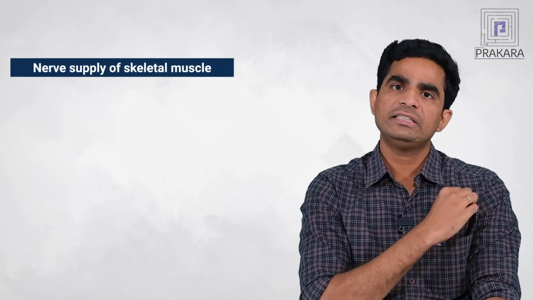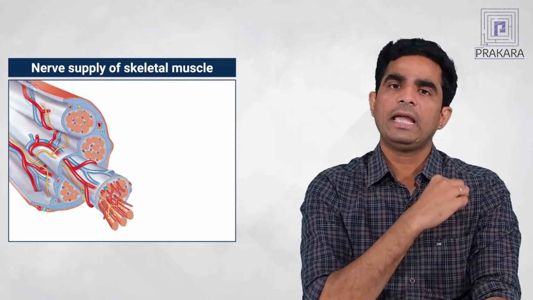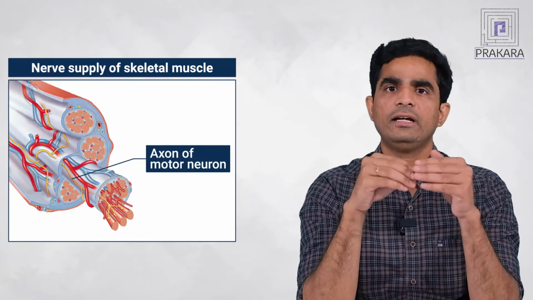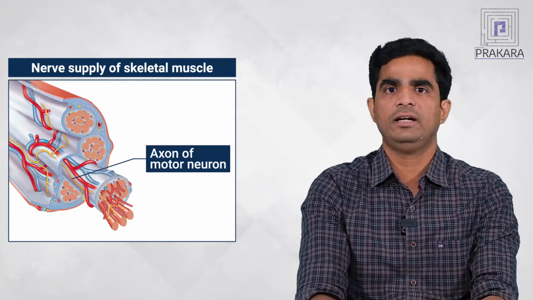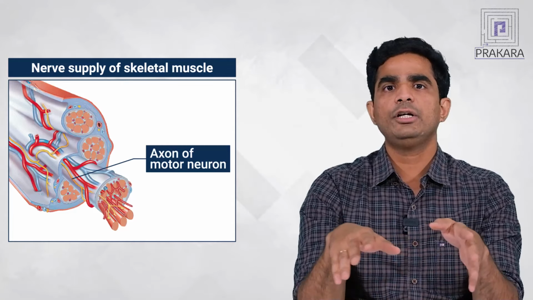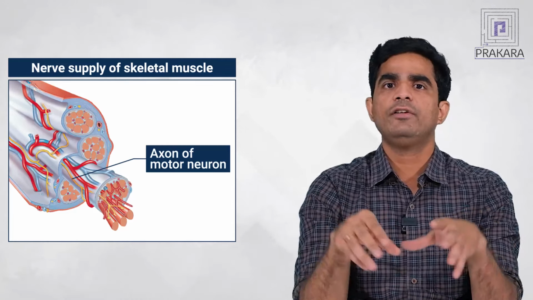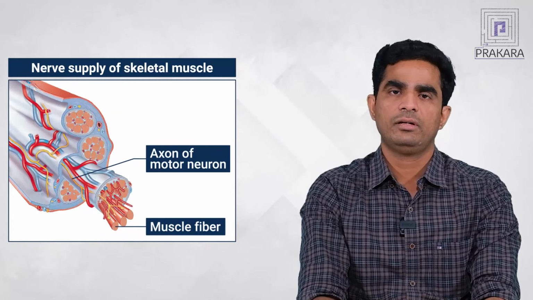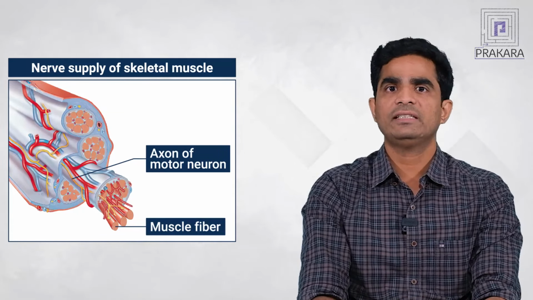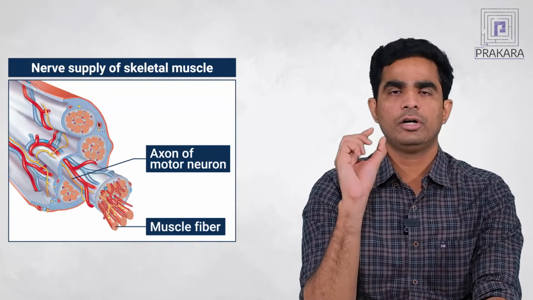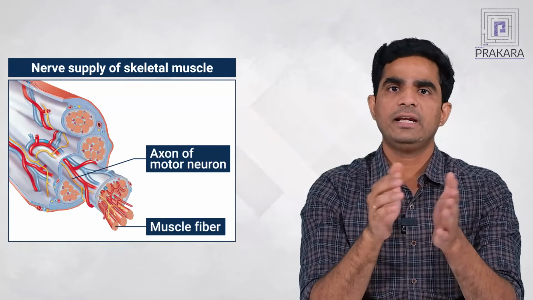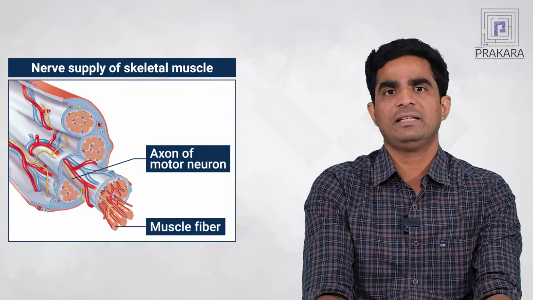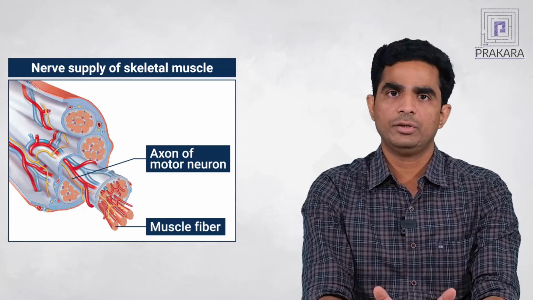The nerve which is supplying the skeletal muscle carries axons. The axons, when they come and they pierce the epimysium and enter into the skeletal muscle, they divide into many branches and supply different muscle fibers. I told you in the previous class that a motor neuron in the spinal cord, its axon and its terminal branches and the muscle fibers it supplies all together constitute a motor unit.